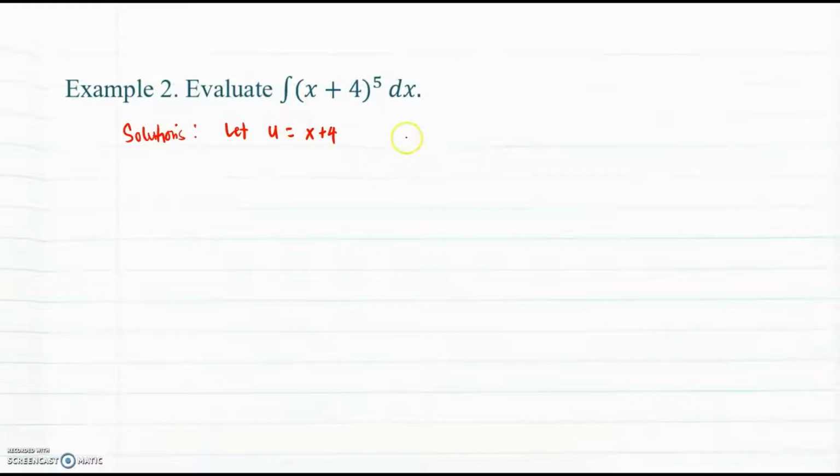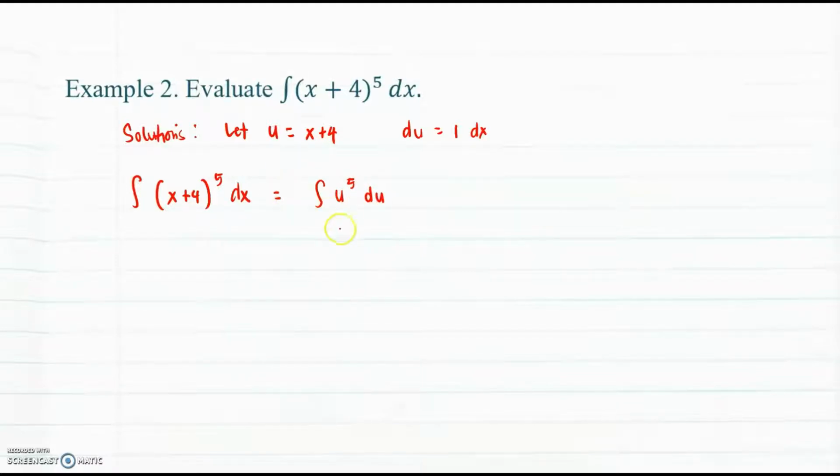Okay, so we know that the derivative of x plus 4, or the derivative of u, is just 1 with respect to x. So we have here the indefinite integral of x plus 4 raised to 5 with respect to x is just equal to the indefinite integral of u raised to 5 with respect to u.